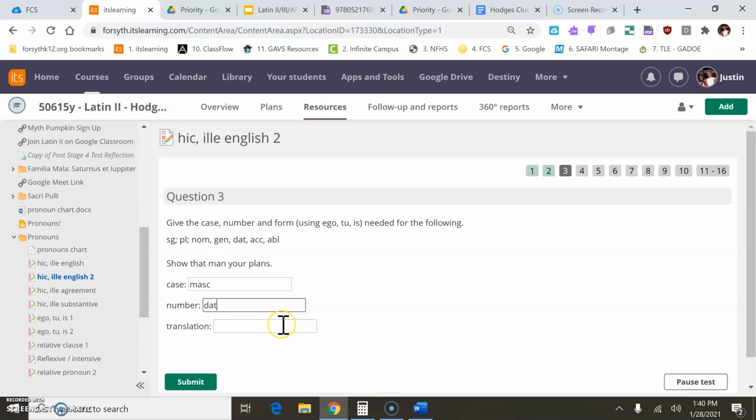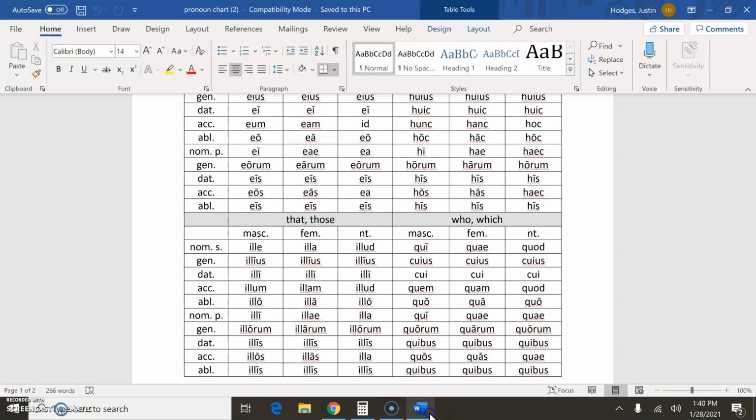All right, masculine. Oops. And for the, oops, I'm an idiot. All right, so dative. Singular or plural? It's only one man, right? So it's singular. And we are going to say that man is going to be the dative singular masculine of ille, illa, illud. And it's going to be illi.